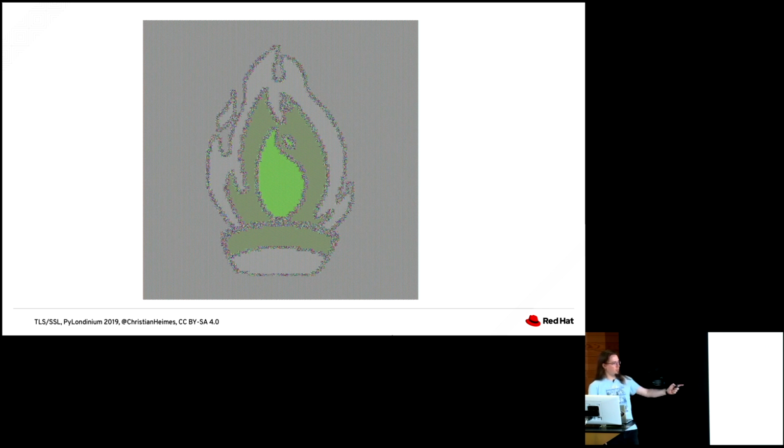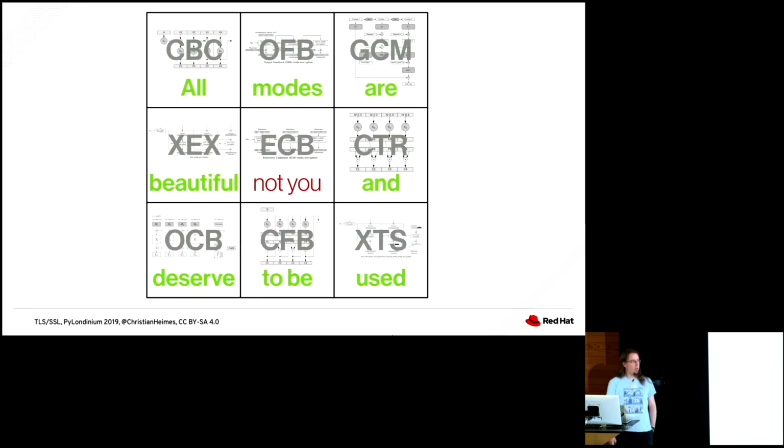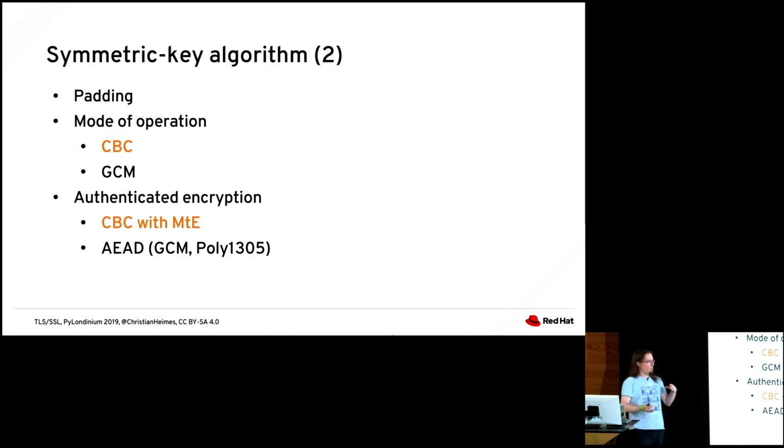So that's an encrypted image of a logo you may recognize. You also need a mode for how you operate your encryption. And yeah, all modes are beautiful except ECB, not you. You're bad. That's the one where you can see the penguin or the logo. So there are different ways to chain them together. And also encryption does not secure your communication. You can still modify the data. So you need something that's called authenticated encryption.